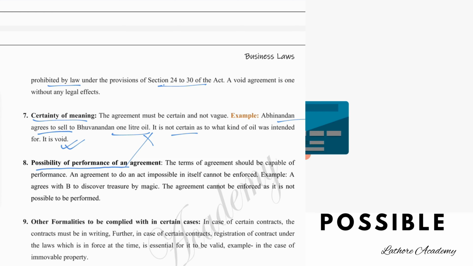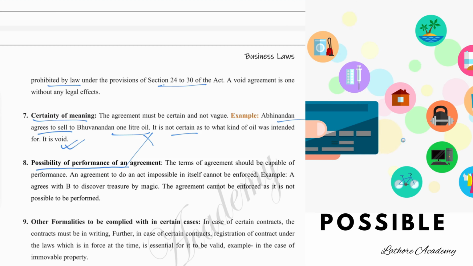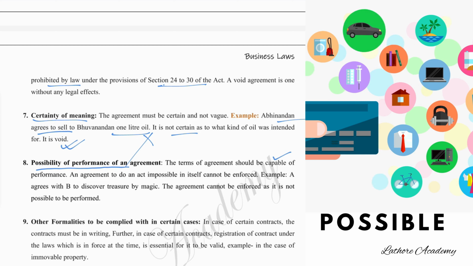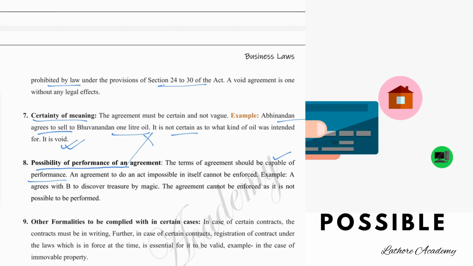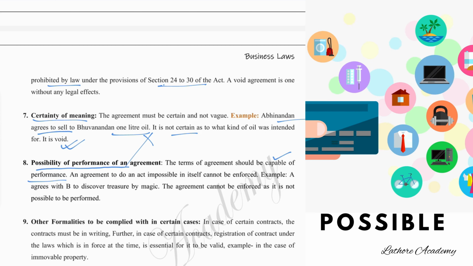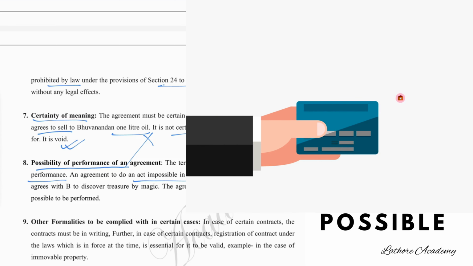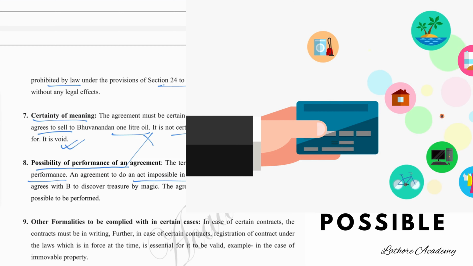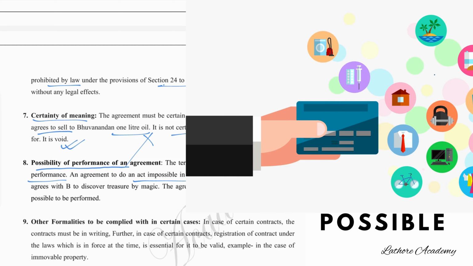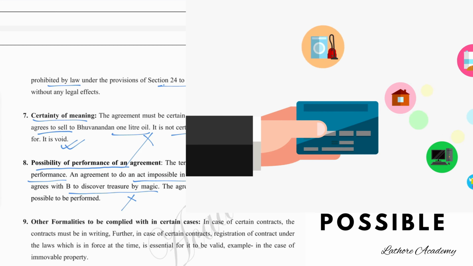Another important essential element is the possibility of performance. Whenever the party is entering into a contract, the terms of the agreement should be capable of being performed. If we are unable to perform, then we consider it void. An agreement to do an act which is impossible in itself cannot be enforced. Even a court of law cannot enforce such transactions. So when A agrees with B to discover treasure by magic, it is not possible. Hence, it is a void transaction.